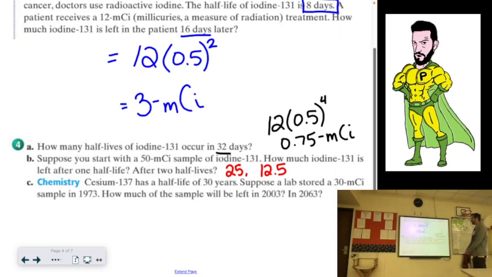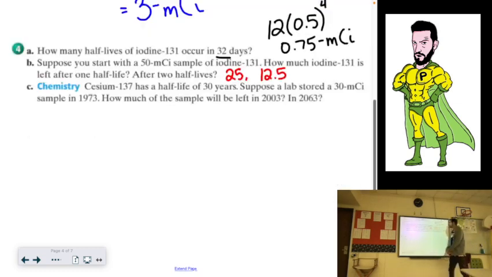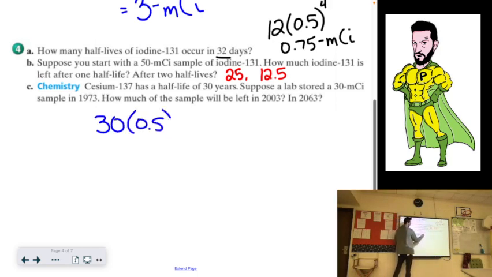Cesium-137 has a half-life of 30 years. Whoa. Suppose a lab stored a 30 millicurie sample in 1973. How much of that sample will be left in 2003, 2063? So we're starting with 30. We're talking half-life. Now, how many 30-year periods passed from 1973 to 2003? That's 1 30-year period. So that's 1 half-life. So 0.5, half of 30 is just 15. And that's in the year 2003.